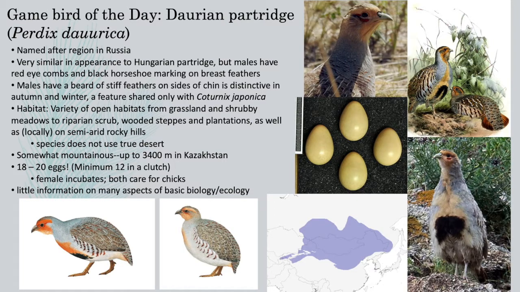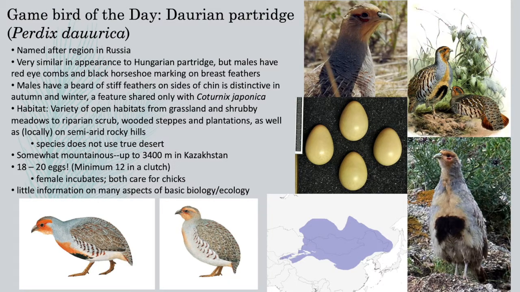Habitat, they like a variety of open habitats, so grassland, shrubby meadows, riparian areas where there's a river or stream and scrub, wooded steppes and plantations, as well as locally some semi-arid rocky hillsides with a little bit of vegetation structure. They don't really use true desert areas, even though they do live in semi-arid regions. They're somewhat mountainous. They can be found up to 3,400 meters in Kazakhstan.